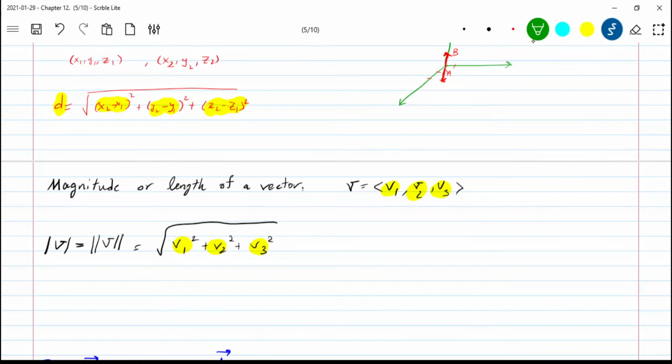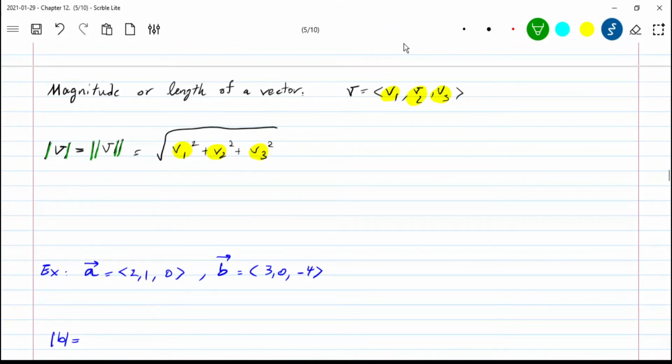And one important thing is that the absolute value of v means the magnitude, as well as if you have these double parallel lines, sometimes called the norm of v, or the magnitude of v. They are both used often, so know both of them that represent the length.